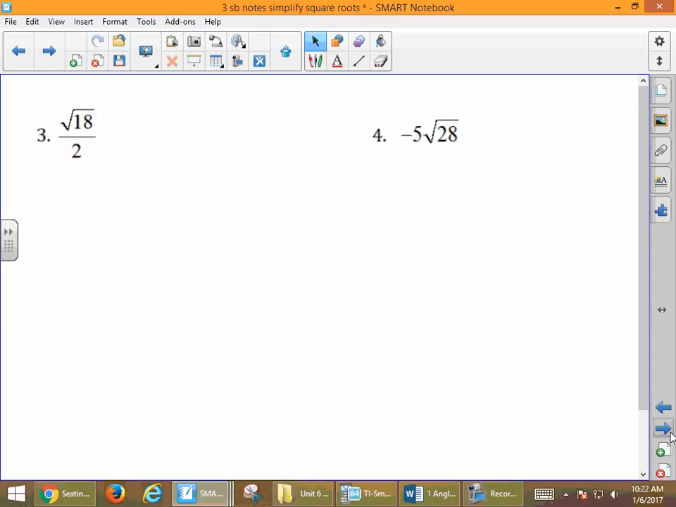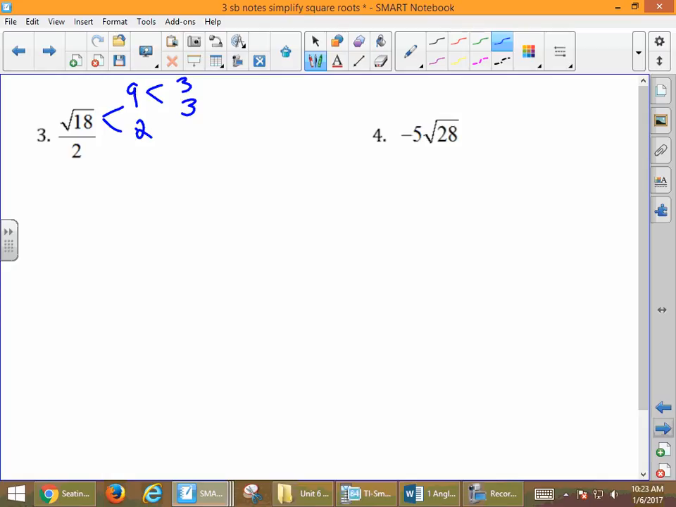Number 3. Another fraction. Same process. We need to simplify what we can. We need to simplify that square root of 18. And 18 is 9 times 2, which is 3 times 3. So this gives us 3 times 3 times 2 for the square root of 18. We need two of the same. Take out 1. So we're going to get 3 radical 2.